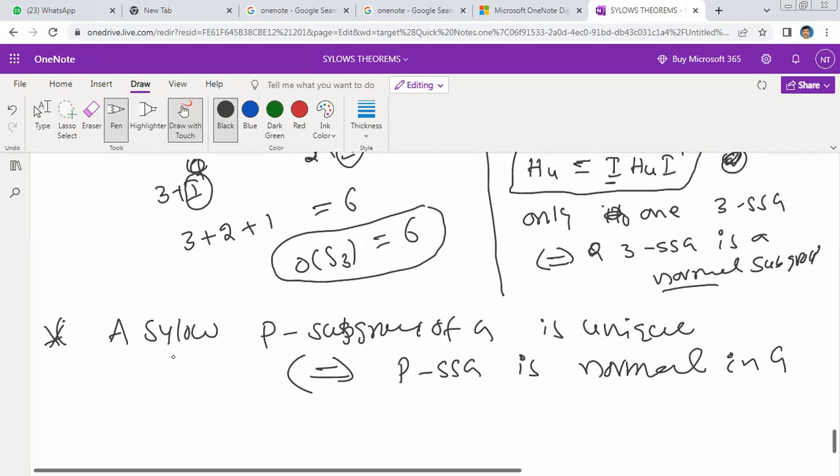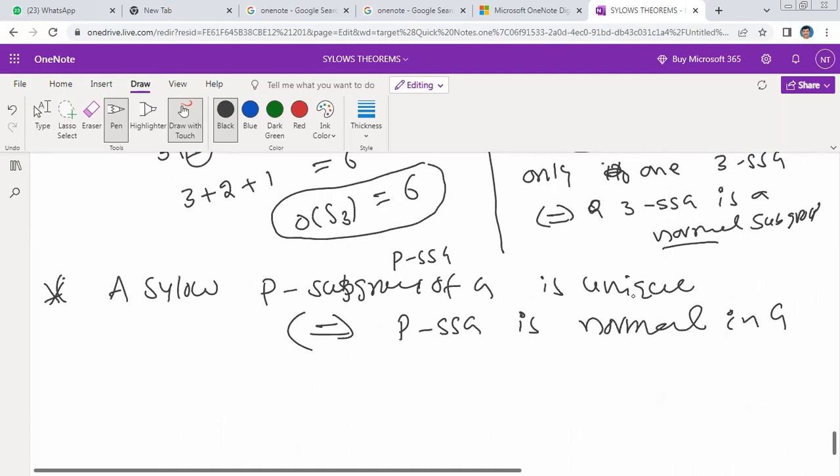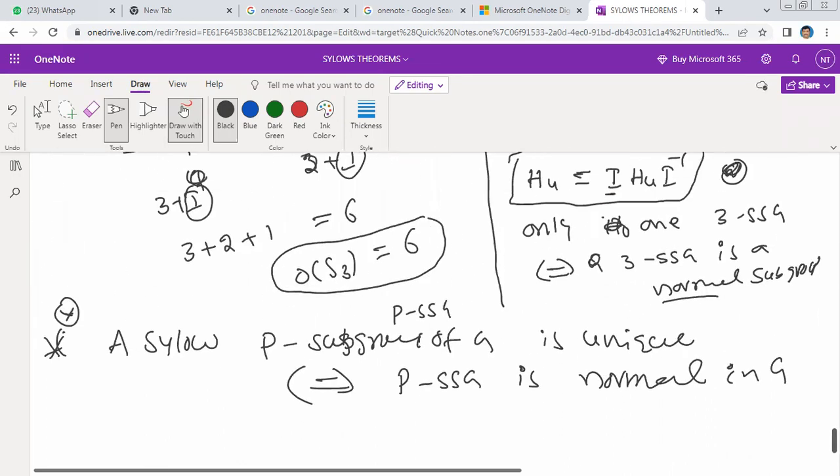Any Sylow P subgroup, దీన్ని మనం PSSG అంటాం. If a Sylow P subgroup is unique in G, then that Sylow P subgroup is always normal in G. This is the case. So this S3 has only one Sylow 3 subgroup. This Sylow 3 subgroup is a normal subgroup. That's all. This is one important statement. Proof, you could see in all the textbooks. Is it clear? Yeah, సార్ H1 H2 H3 కూడా నార్మల్ సబ్ గ్రూప్స్ వెరిఫై చేయండి.